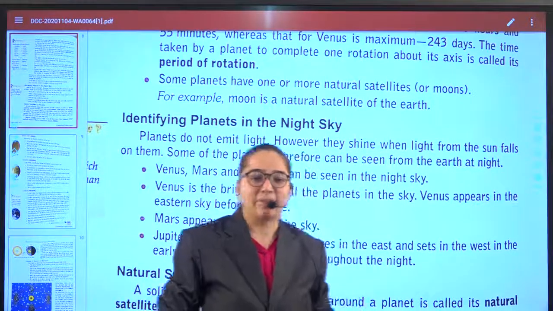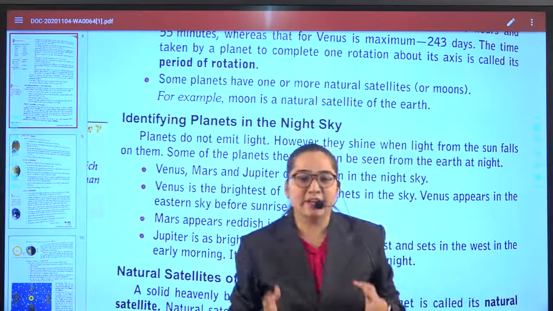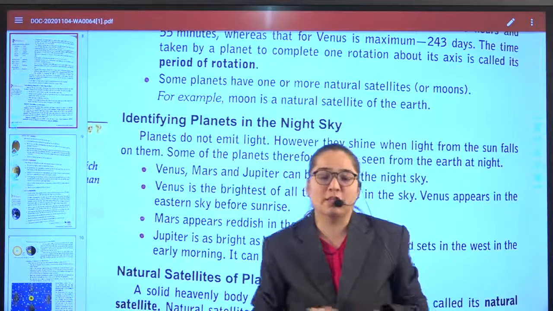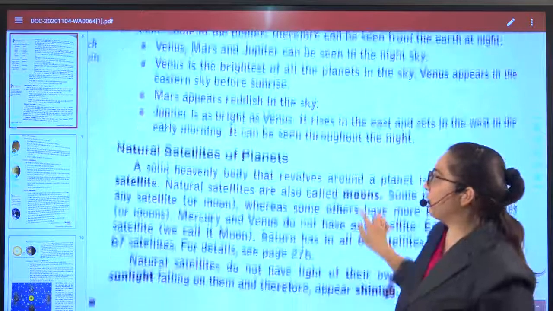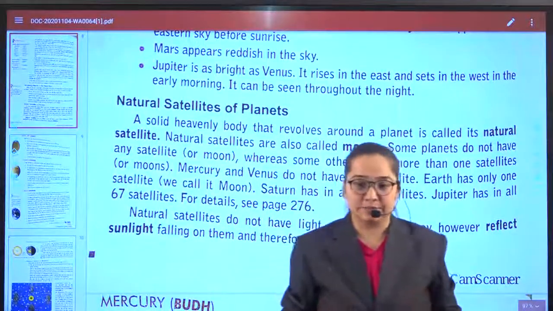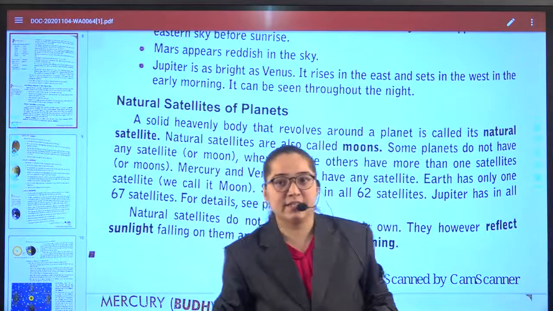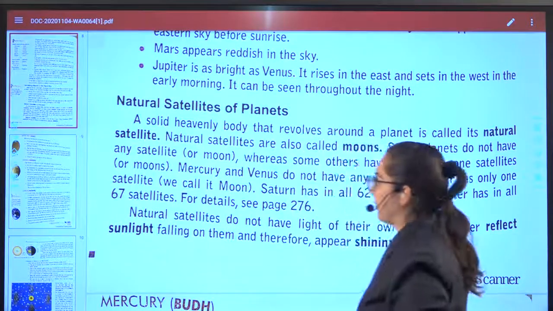Next is identifying planets in the night sky. During the night time, we can easily visualize Venus, Mars and Jupiter. Venus is the brightest of all the planets. It is generally appearing in the eastern sky before sunrise. And how is Mars appearing? It is reddish in color. Jupiter is as bright as Venus, and it rises in the east and sets in the west. It can be seen throughout the night.